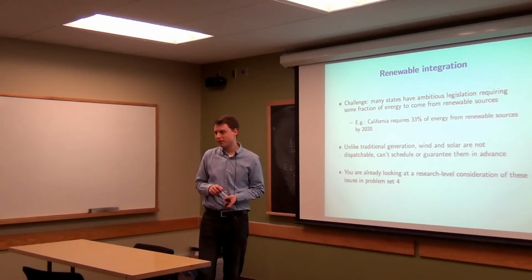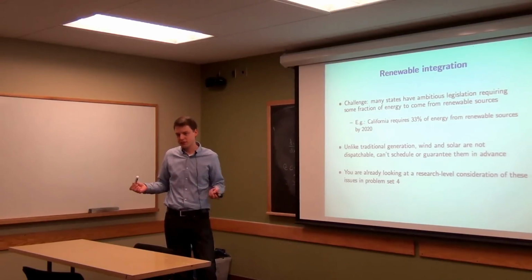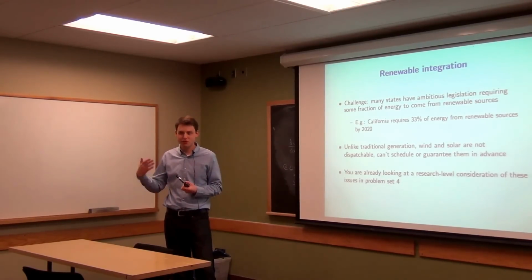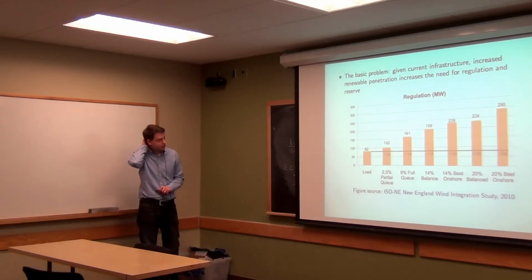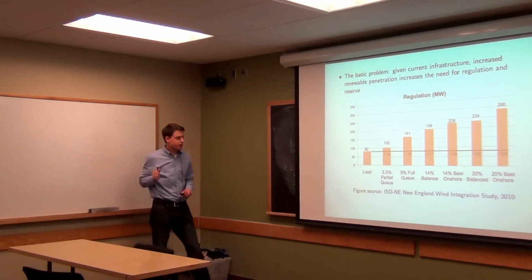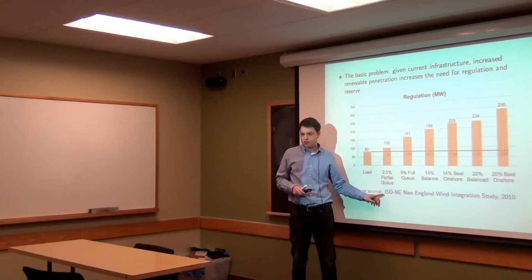So how do you deal with all this, right? A huge way of dealing with it is just better predictions. If you can predict things better, you can do a better job at these things. So I want to show a few figures here. This is from ISO New England, which is the PJM equivalent in New England.